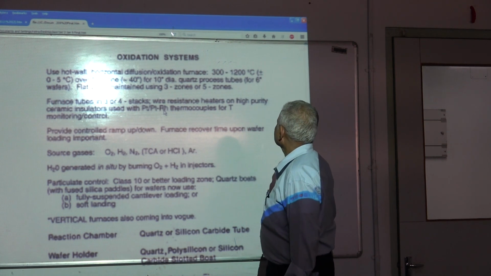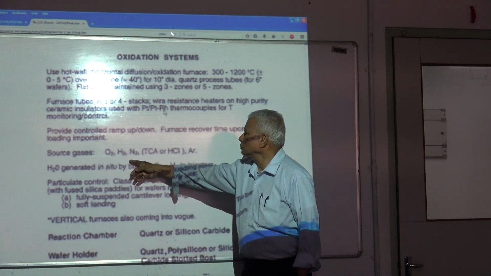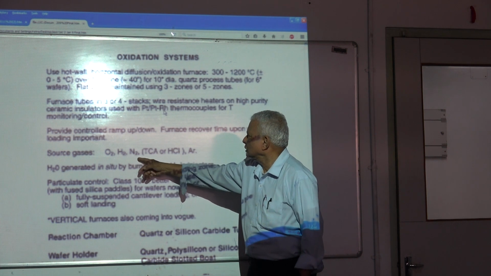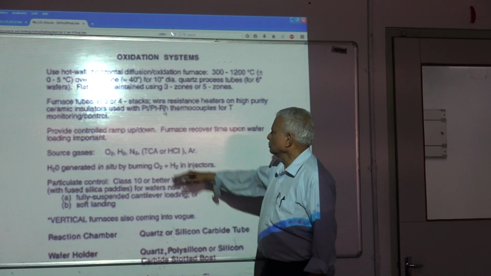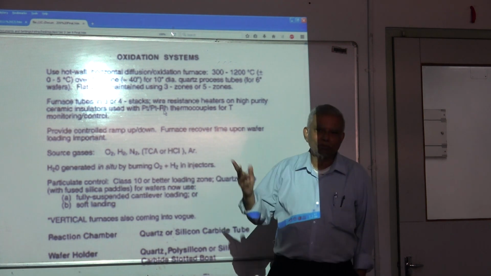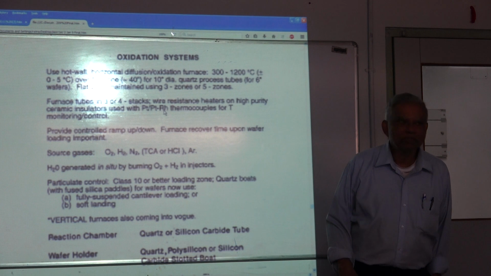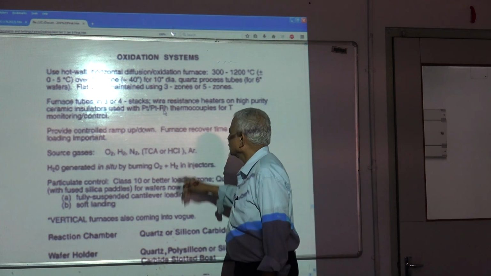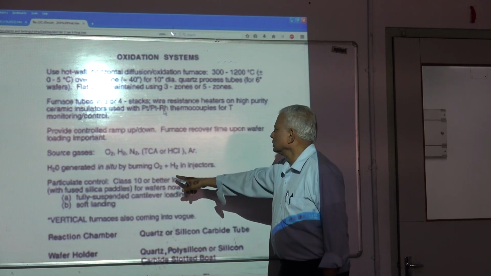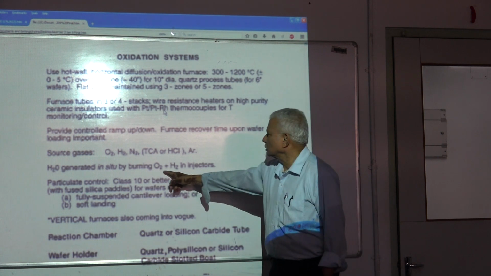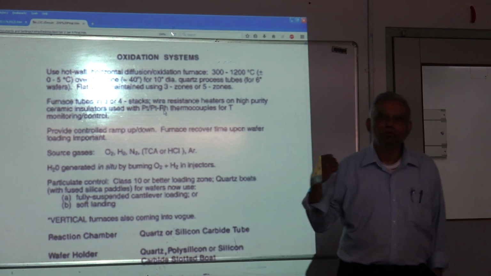Controlled furnace recovery. Well, okay. The gases you typically use in the oxidation are oxygen, hydrogen, nitrogen. This is a source of chlorine. I told you my story of chlorine gas, but nowadays they use HCl as a dilutant. And argon, not too much used anymore. The water is steam, and it's injected either as steam or by an oxygen-hydrogen combination. So there's an in situ moisture.